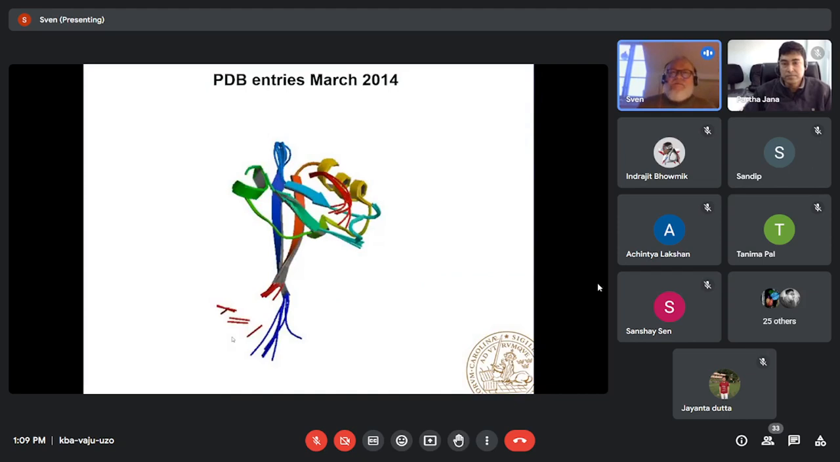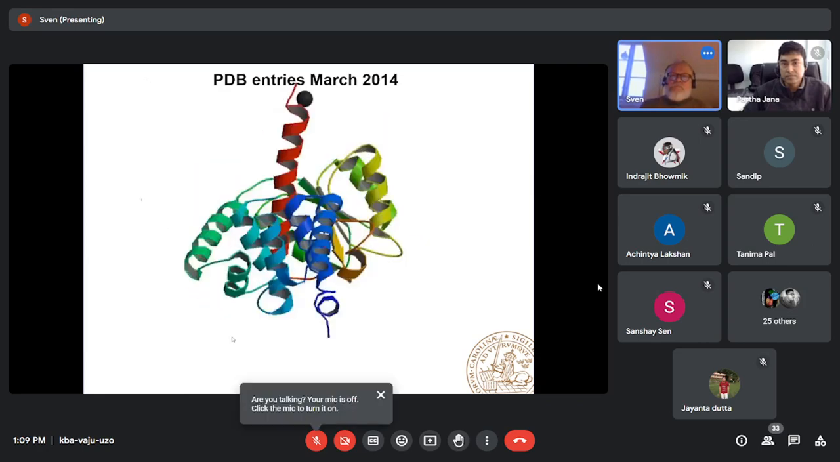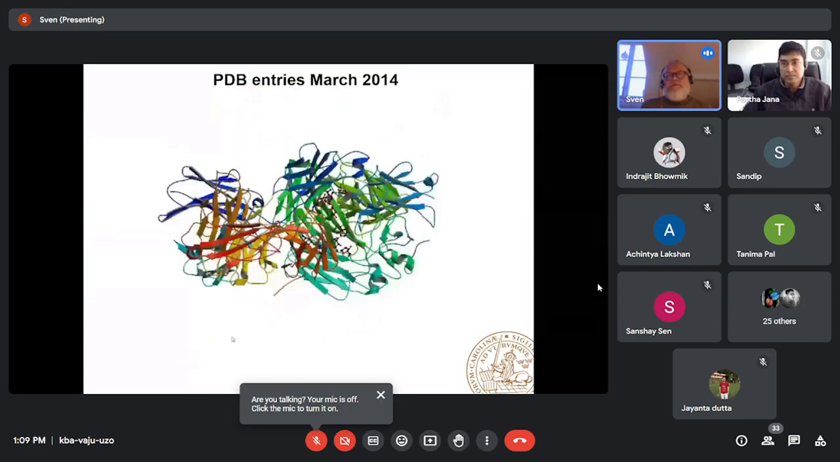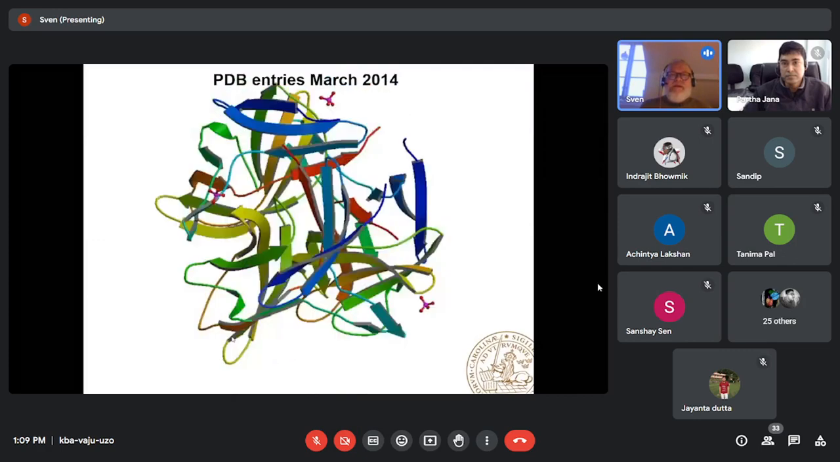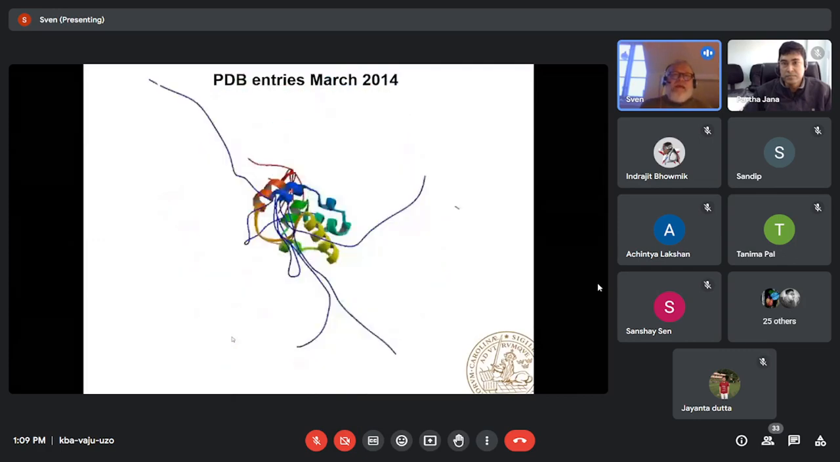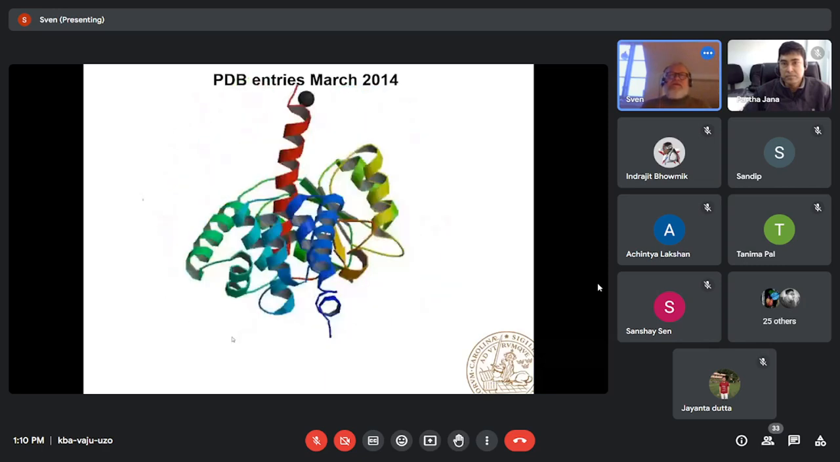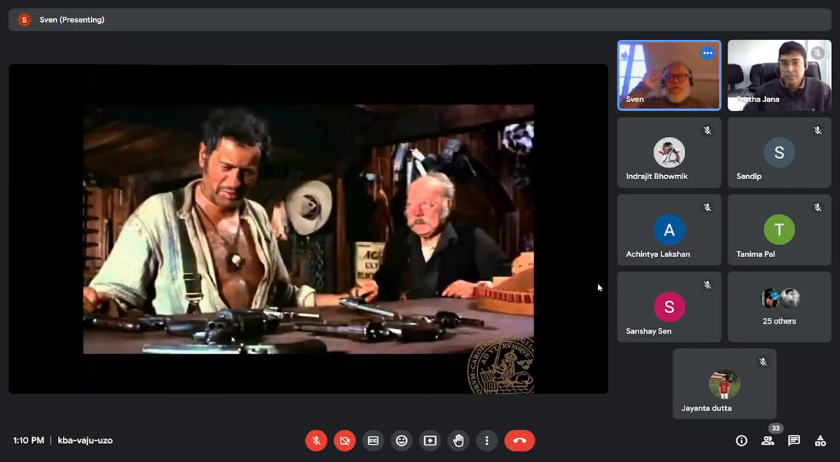These are the entries from March 2014, so almost 10 years ago. My plan was to put up all the protein structures that were solved in March, or added to the database in March 2014. But as you can see, I sort of gave up because there's just so many of them. So it's an explosive development of new crystal structures. Now, what can we do with this?